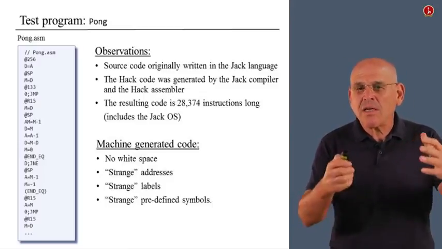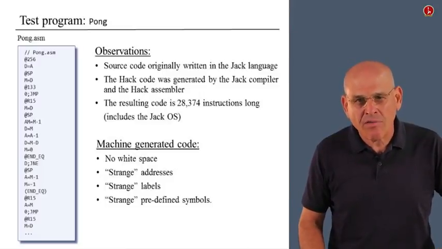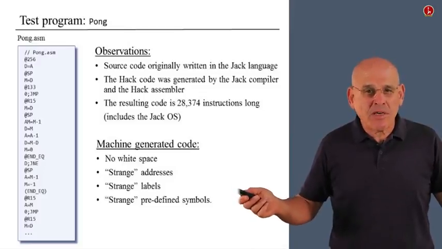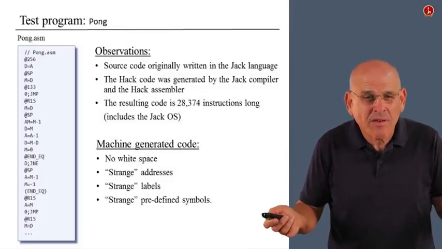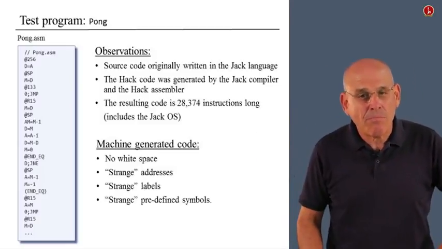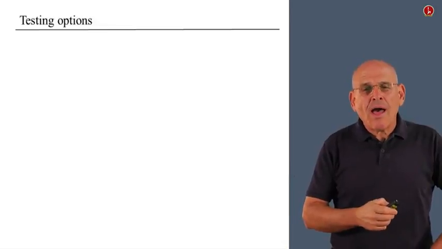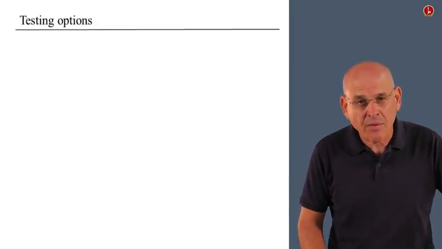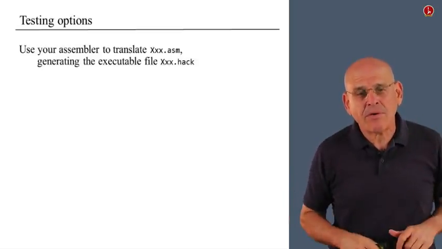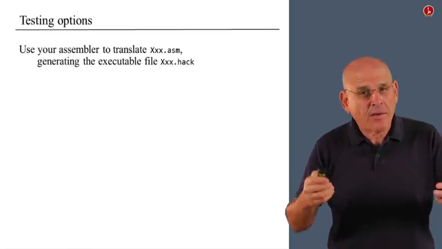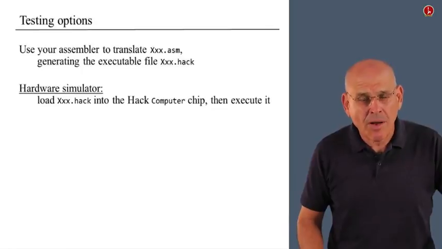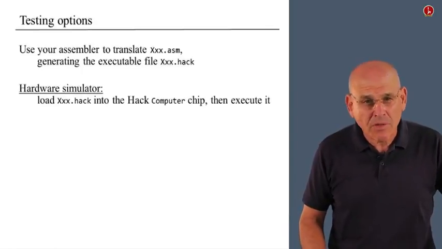Okay, so this is a long explanation of the Pong.asm program. As far as your assembler is concerned, all this explanation is irrelevant. It just has to take this file and translate it into binary code. So how should you test the results of your work? Well, first of all, you have to use your assembler to generate hack programs written in binary code. And then you should test these programs and make sure that they actually do what they're supposed to do.